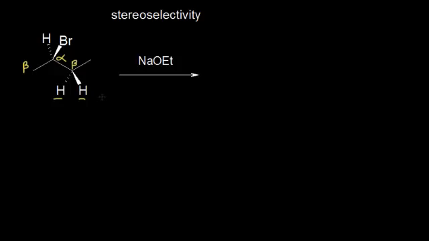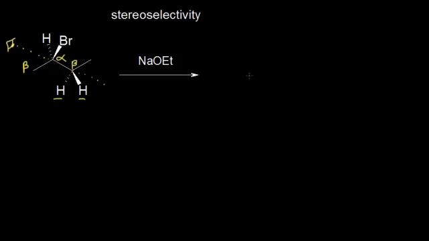Alright, so let's draw our Newman projection. So we're going to put our eye right here, and we're going to stare down the alpha-beta bond, right? So we're going to stare down this bond right here. So now we're going to try to draw the Newman projection for what we would see. So you can get out your molecular model set if you have a hard time with this. And there was an earlier video on drawing Newman projections.